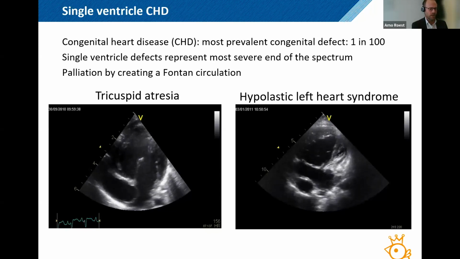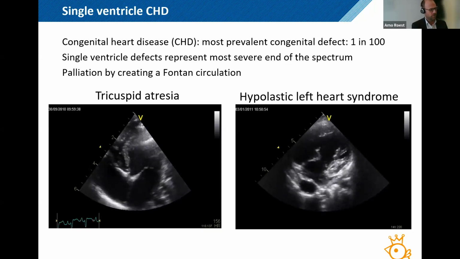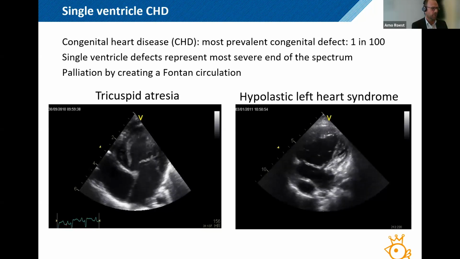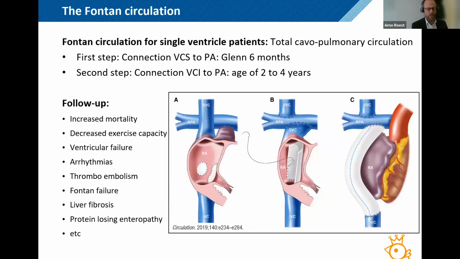And as you can see in these cases, the ventricle cannot be used to sustain the systemic and the pulmonary circulation. How we do it nowadays was very nicely depicted in a review in Circulation a couple of years ago on the management of patients with single ventricles and Fontan circulation. In general, the completion of the Fontan circulation is done in two steps. First, creating a Glenn anastomosis, by connecting the superior caval vein to the pulmonary artery.